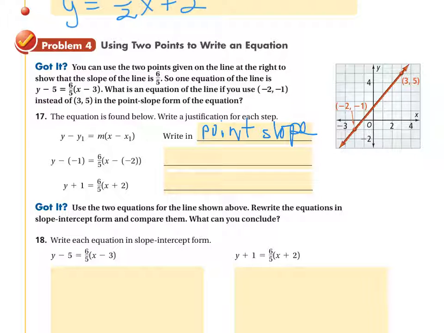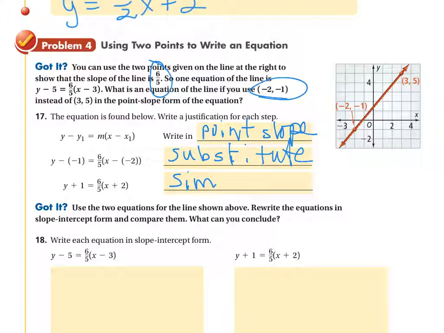So let's have a look at see how they did that. So they're going to substitute in the x and y coordinates for the given point. So they picked one point to use. It looks like they used the point -2, -1, and the slope is 6/5. So the slope goes in the m position, and the x and y coordinates go in the appropriate places in the formula. So then it's a matter of simplifying.